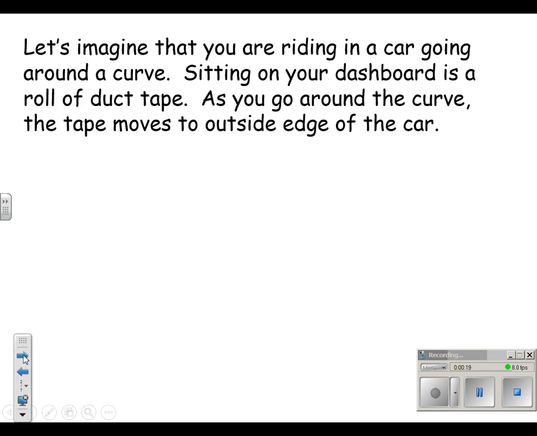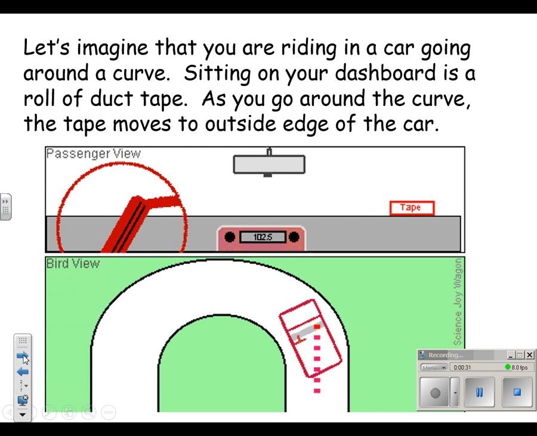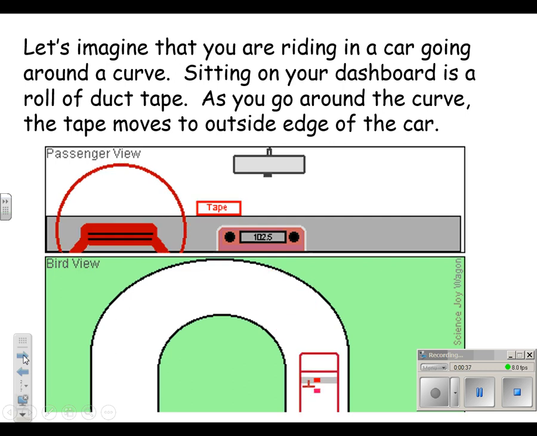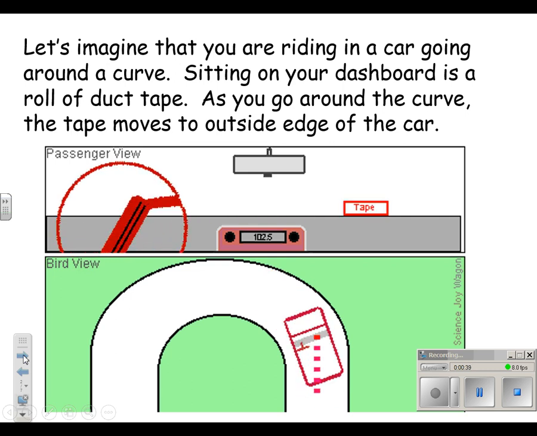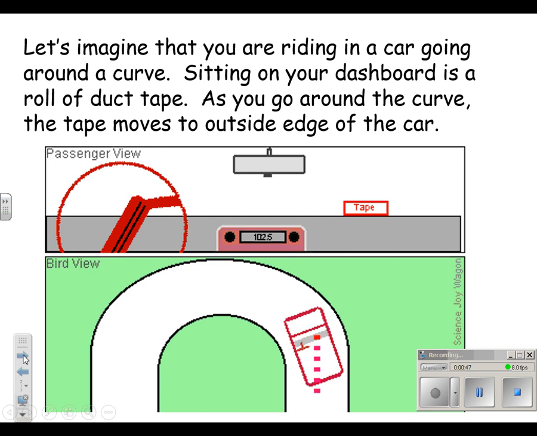Let's imagine that you're riding in a car going around a curve. Sitting on your dashboard is a roll of duct tape. As you go around the curve, the tape moves to the outside edge of the car. Let's watch. It appears from your view that the tape is moving outwards and it would go flying out the window. But if we're actually looking at the path of the tape, it's really a straight line motion. And the car is almost like turning underneath it.